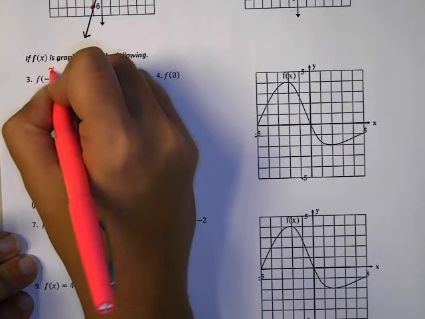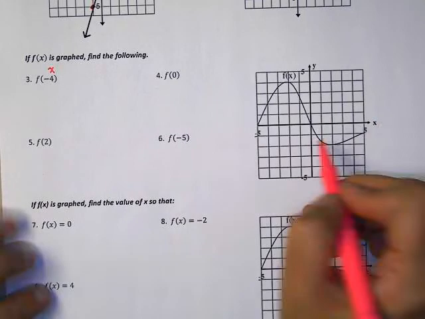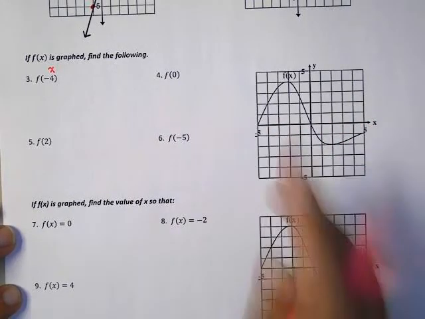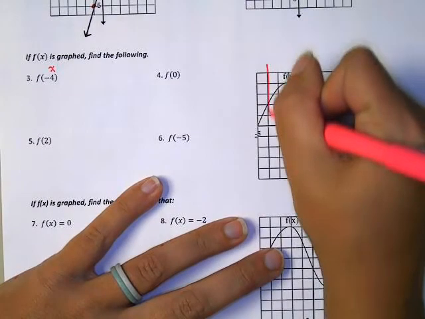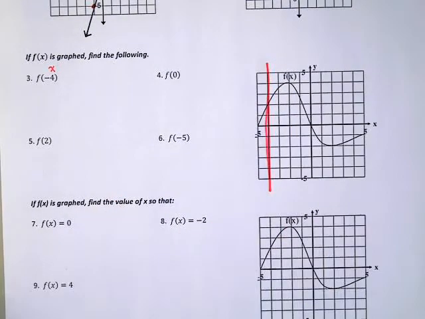Whenever a number is inside of the parentheses, I know that that is an x value. Now on a graph, an x value is the steps that we take to the left and the right. So f of negative 4 means I took 4 steps to the left. So I'm looking at this line on the graph right here.